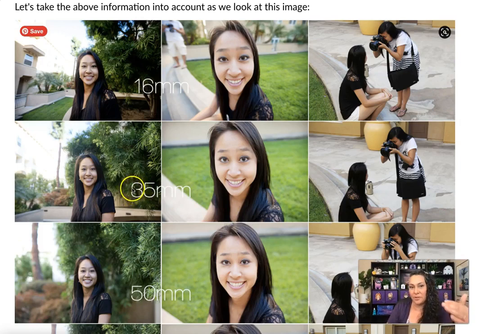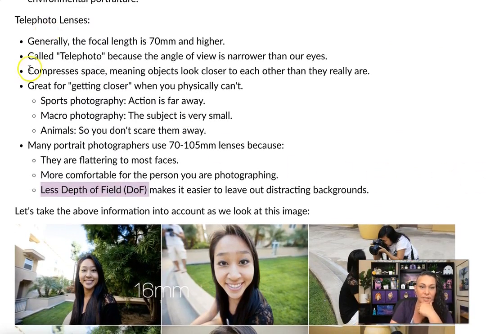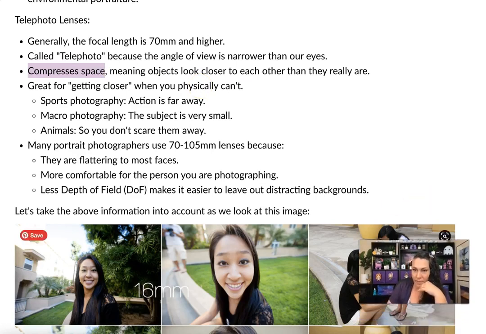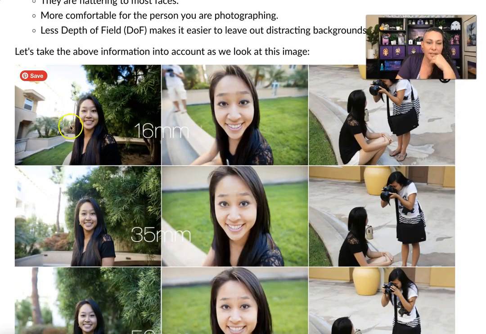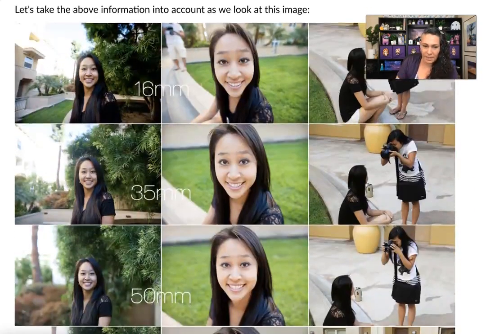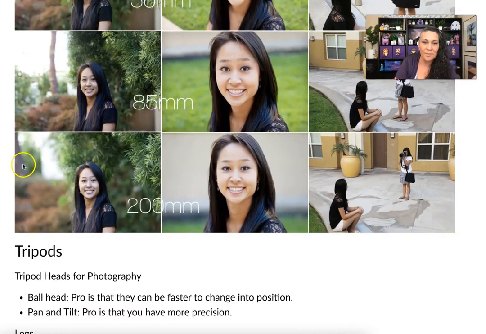Now something else I want to point out, if you remember earlier, I said that telephoto lenses compress space, meaning objects look closer to each other than they really are. Let me actually move this up here for a second. Okay. So let's take a look right here. See this tree back here, how far it is in the wide angle shot? And now with just 35 millimeters, look how much closer it looks now. And if we keep going down, you'll see as we get to a larger and larger millimeter, that tree is looking closer and closer and closer. And you can barely even see it now, but it's compressing that space between the subject and the background.